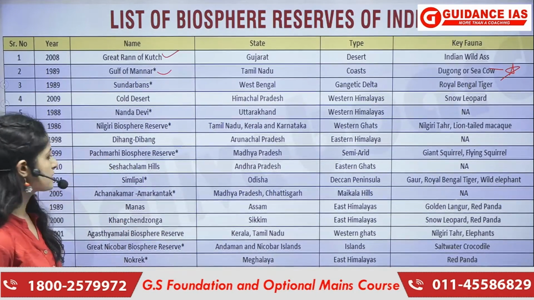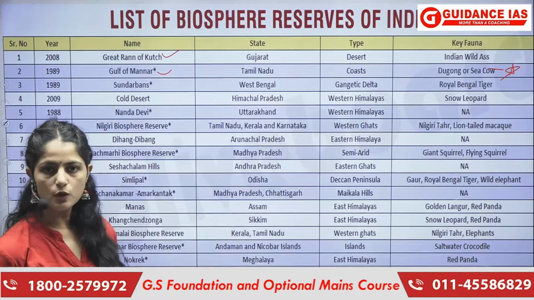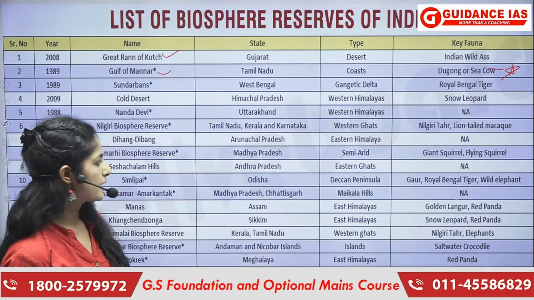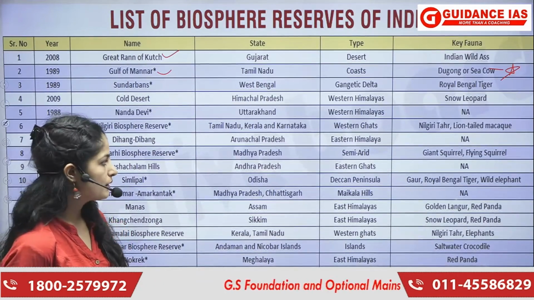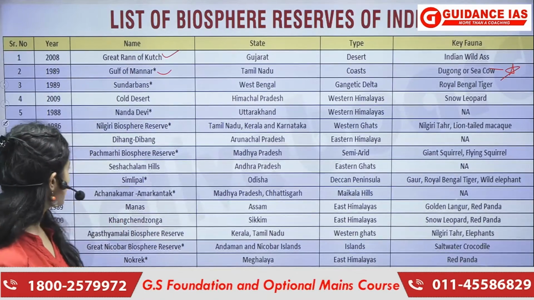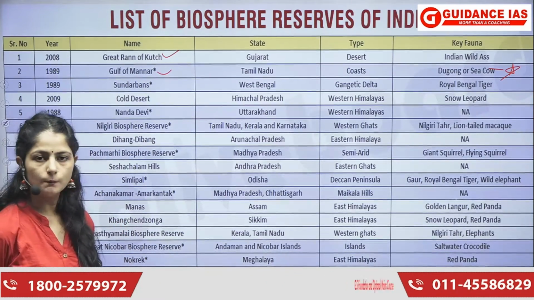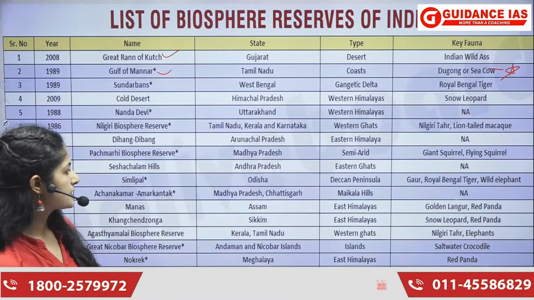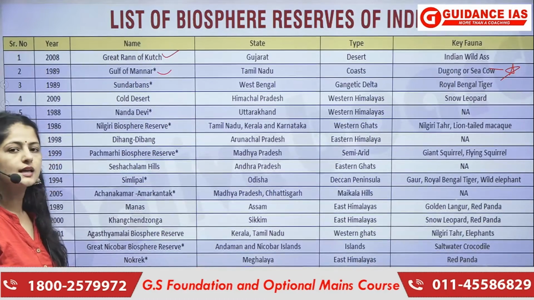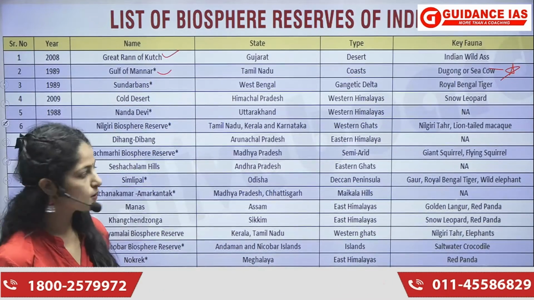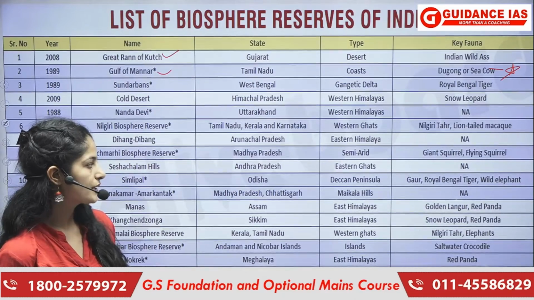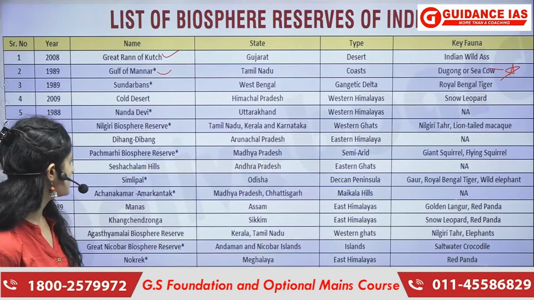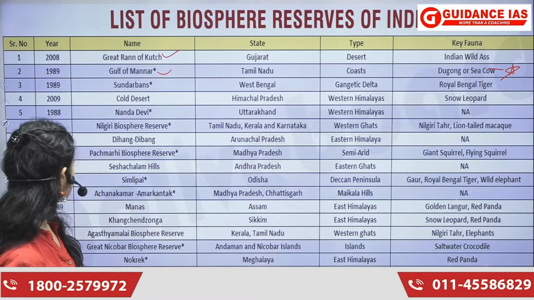Right, then we have Pachmarhi Biosphere Reserve. Along with Panna, we have read about Pachmarhi and Achanakmar also, which are situated in Madhya Pradesh. If we talk about important species, giant squirrel we will find here, along with the flying squirrel. Then we have Seshachalam, again in Andhra Pradesh, a part of the Eastern Ghats. Then we have Simlipal, which is in Odisha. If we talk about important animal species, you'll find gaur, Royal Bengal tiger, and wild elephants in Simlipal. If we talk about Achanakmar-Amarkantak, it is in Madhya Pradesh and Chhattisgarh, in the Maikal Hills.